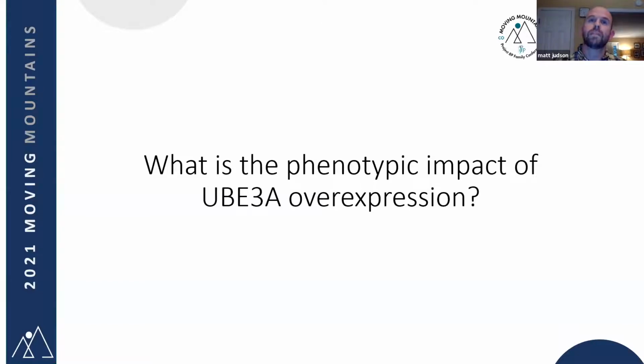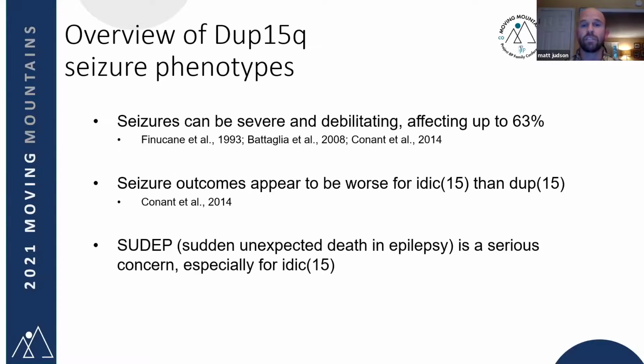So collectively, these data support that our model is suitable for addressing a very important question, which is, what is the phenotypic impact of UBE3A overexpression? And where does one start when you have a model like this in hand? Well, considering our expertise and how severely seizure conditions can impact the quality of life, we chose to focus first on seizures. So seizures in Dup15q syndrome can be severe and debilitating and affect up to 63% of individuals. And they do appear to be worse for IDIC-15 individuals than for individuals with interstitial Dup15q.